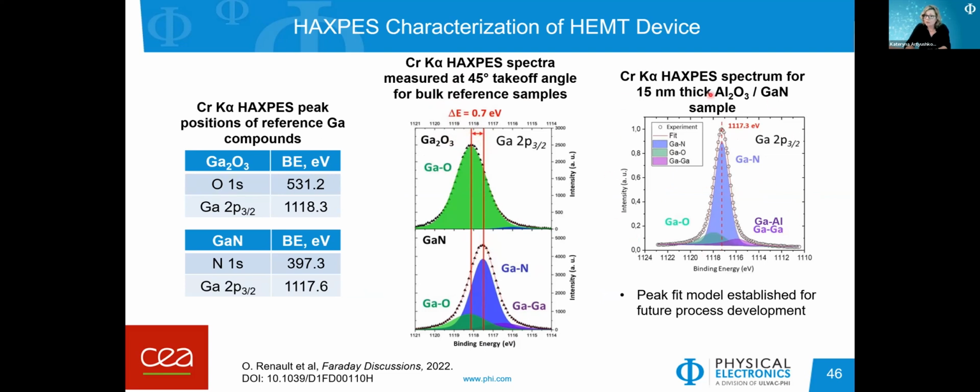Now when we look at the actual HEMT device, we can see that we detect a little bit of oxide. We detect the expected peak of gallium nitride. And it seems that we may have a little bit of a layer of the metallic or reduced form of gallium at the interface with aluminum detected as well.